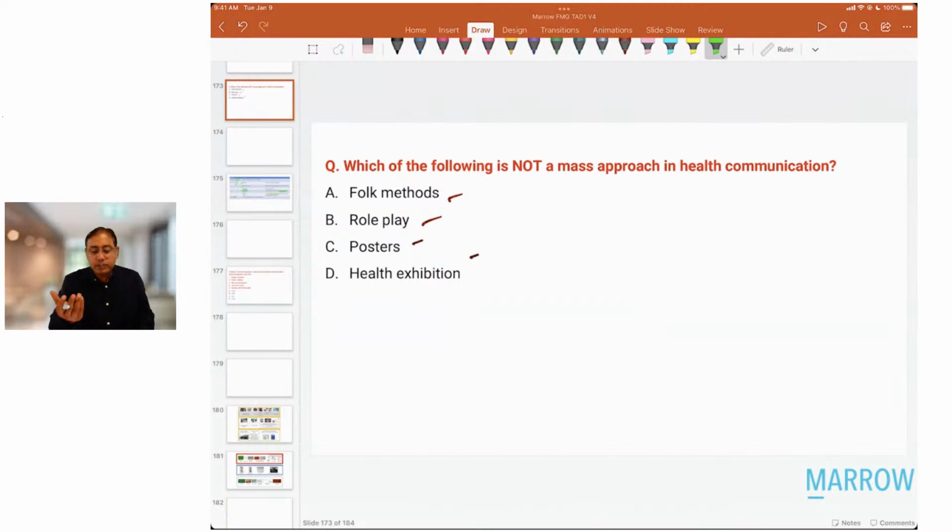And this question, which of the following is not a mass method of communication? Folk methods. What is the folk method? That which is the nukkad natak.